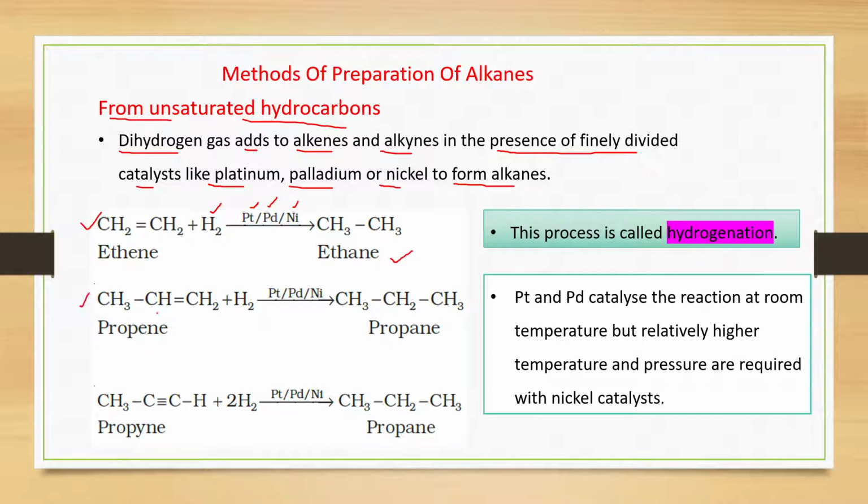Propene, CH3CH double bond CH2, plus H2 with catalyst gives propane. Propyne, CH3C triple bond CH, with two molecules of hydrogen added will convert into propane. In all these reactions, hydrogen is added. That's why this process is called hydrogenation.